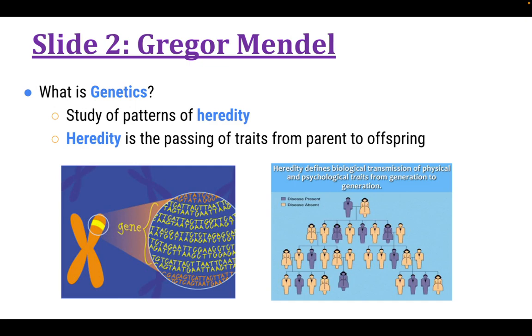Genetics by definition is the study of patterns of heredity. This means studying how traits get passed from one generation to the next. For heredity, we can observe patterns when we study parents and offspring or many generations over time.